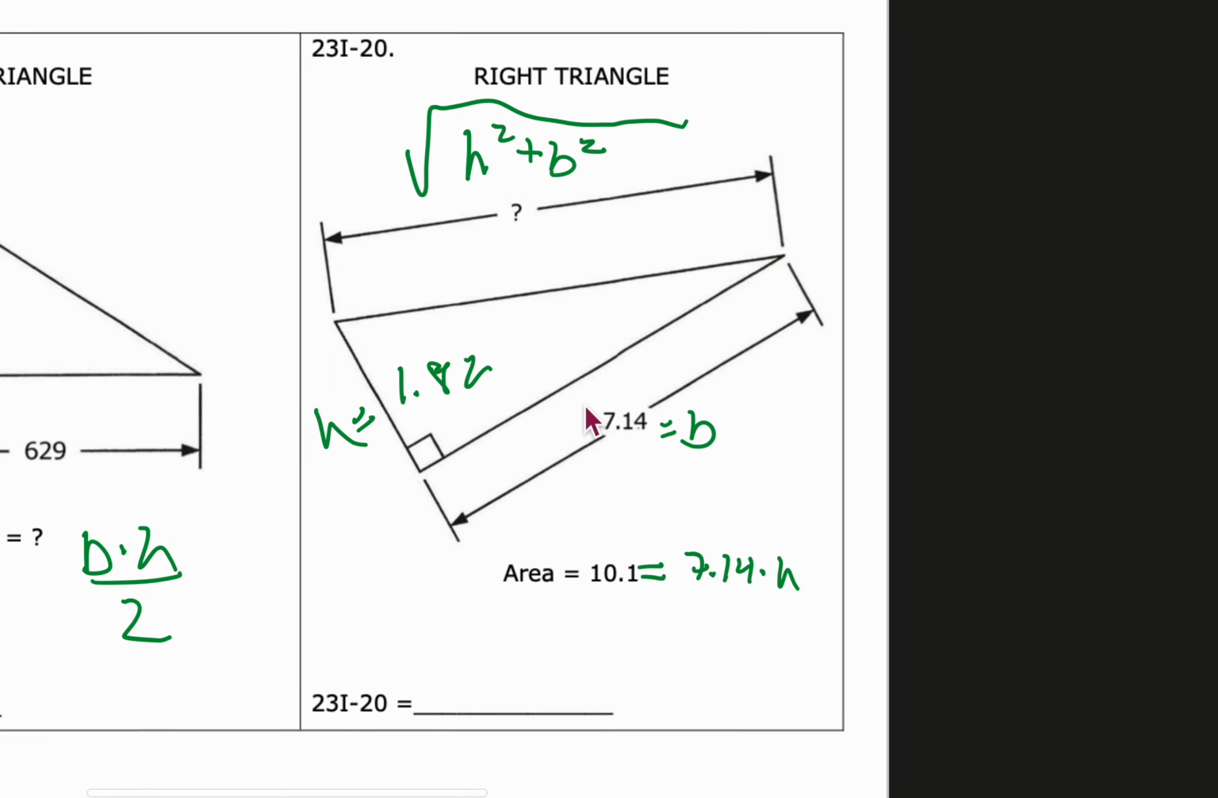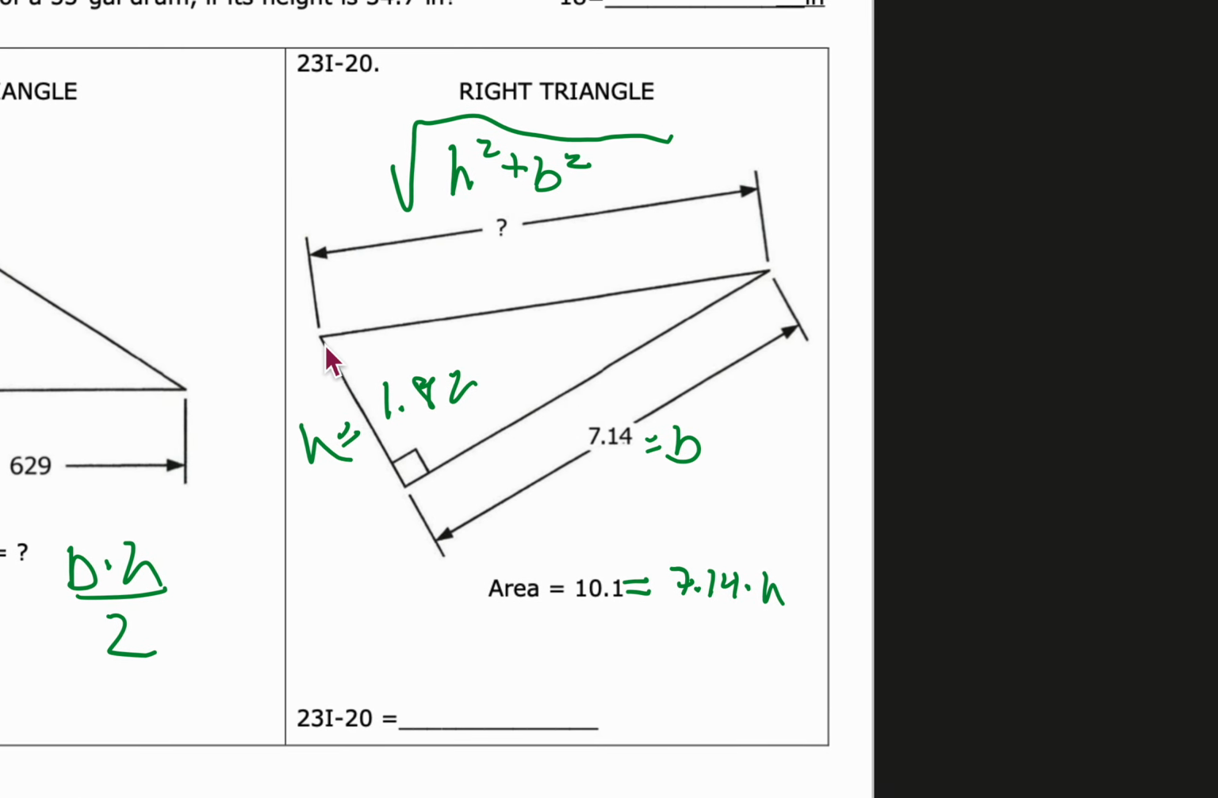Number 20. They want us to find the hypotenuse, and in this case, they give us the area and one of the bases. Well, given that the area is going to be base times height over 2, we divide over the 7.14, we multiply over the 2, and that gives us a height. I got a 1.82. You may want to check that value. Anyways, last thing is Pythagorean theorem or distance formula with these two sides.